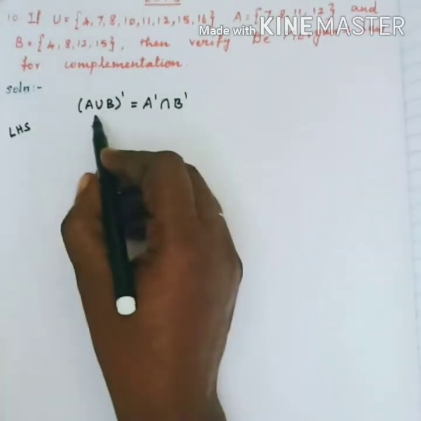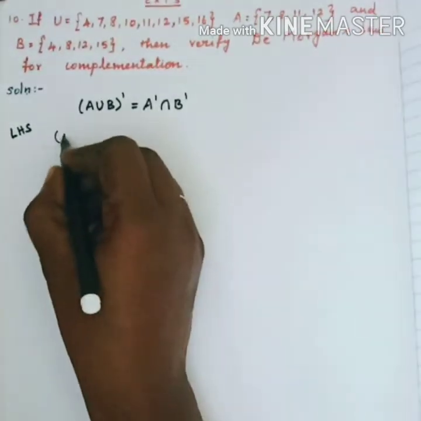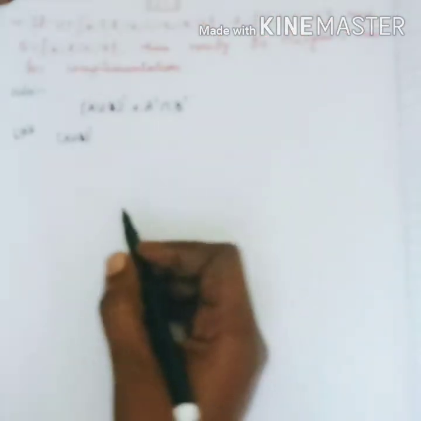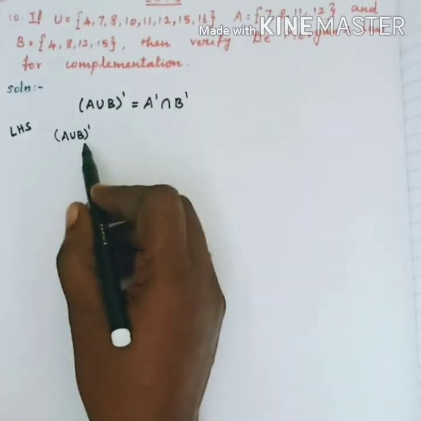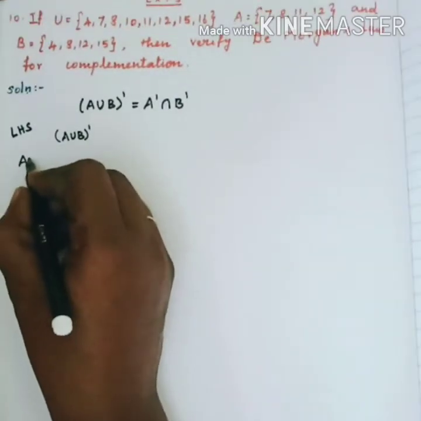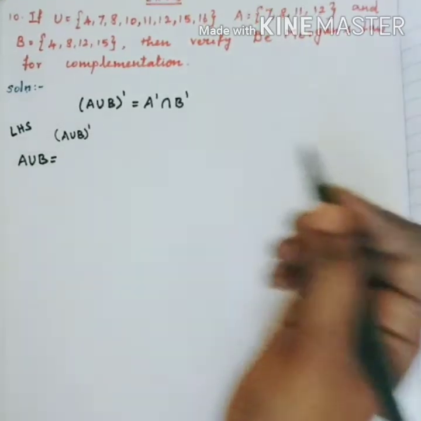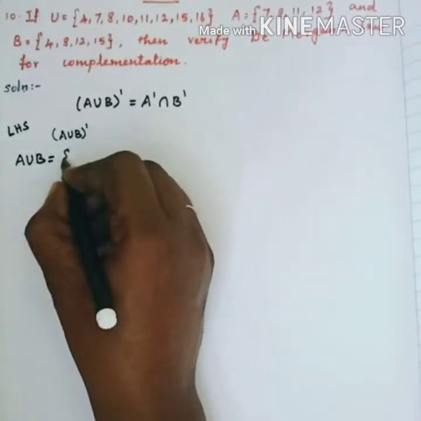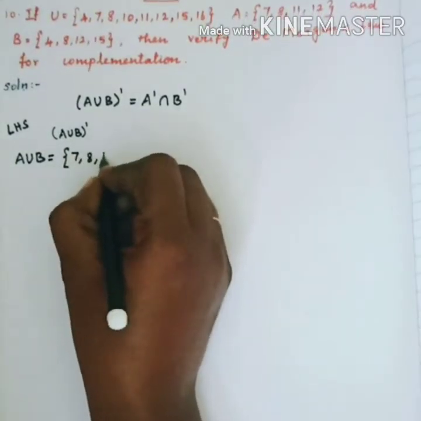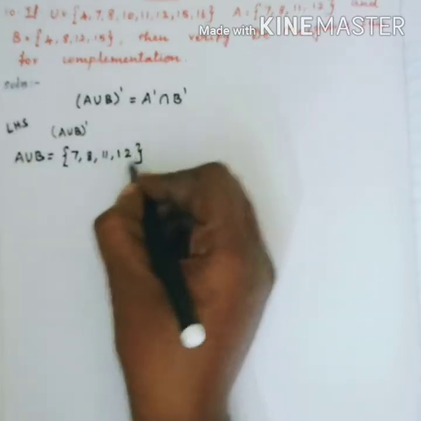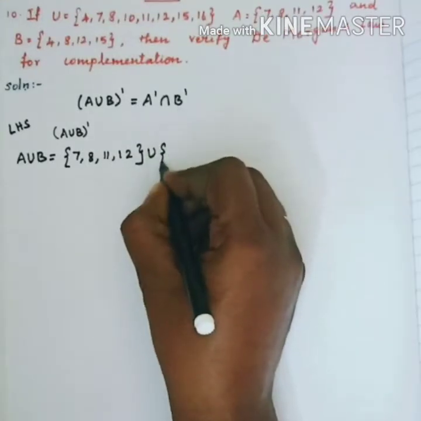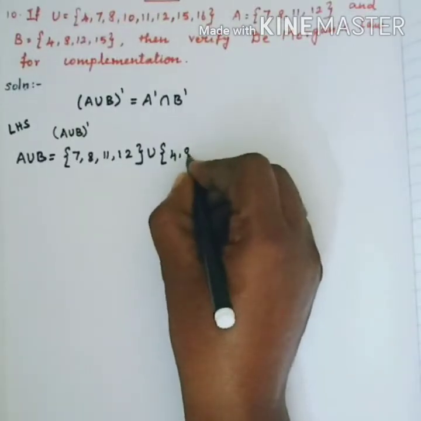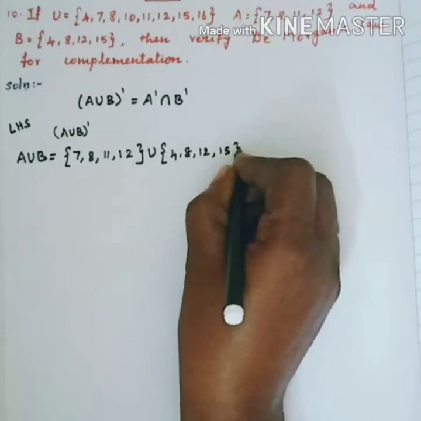What do you have in the left hand side? (A union B)'. This is in the left hand side. First we have to find the value of the element within the bracket, isn't it? So we have to find A union B first. So write the elements of A. What are the elements of A? Elements of A are 7, 8, 11, 12, and put the union symbol. And the elements of B are 4, 8, 12, 15.